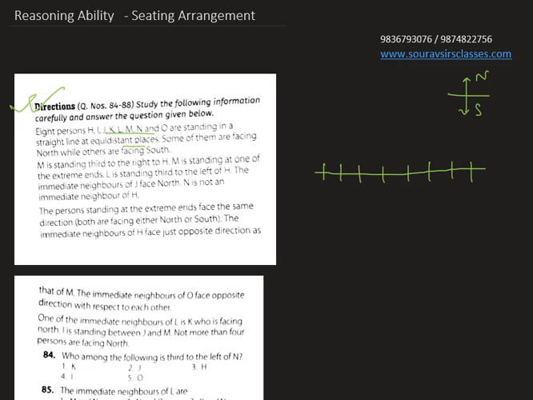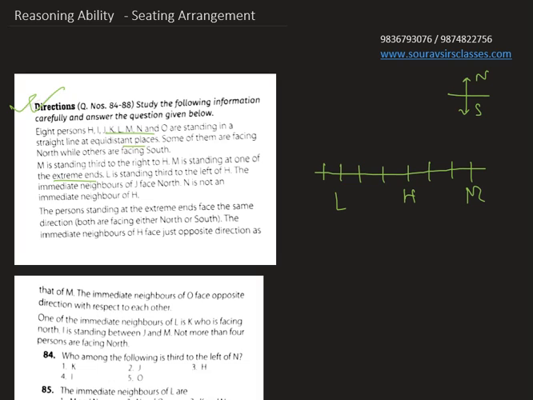M is standing third to the right of H. Suppose H is standing in that position and M is standing at one of the extreme ends. Suppose M is here, therefore H must be in that position. L is standing third to the left of H.